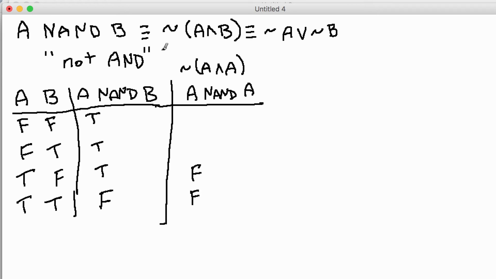Likewise, if A is false, false and false would be false, and to flip it around would make it true. So one of the things we can see right here is that A NAND A goes from false to true, and it goes from true to false. This does the same thing as not A. Very interesting. Okay, let's look at another example here.